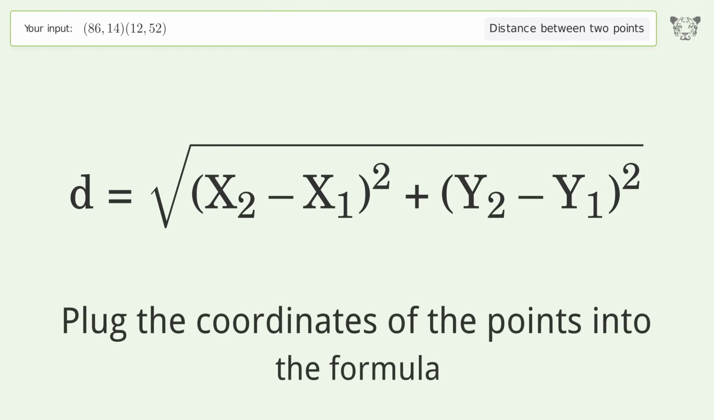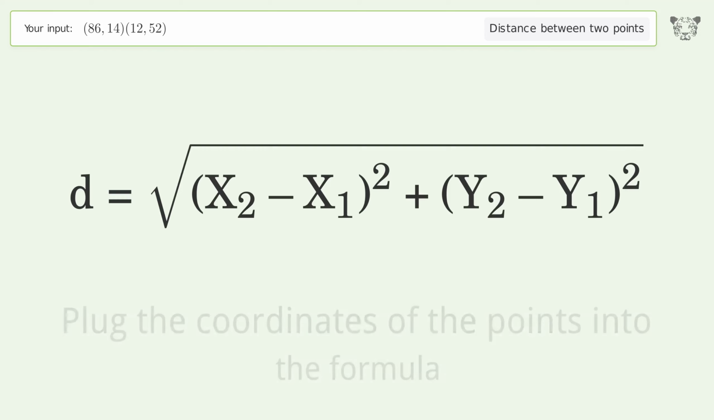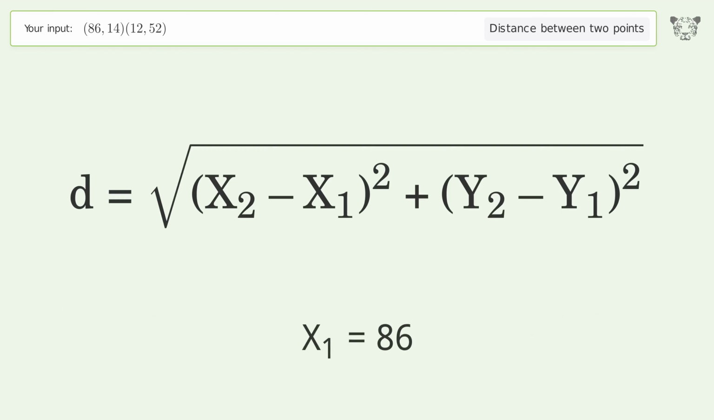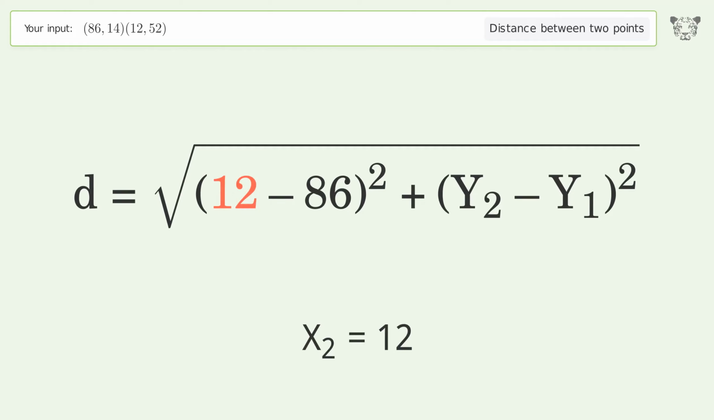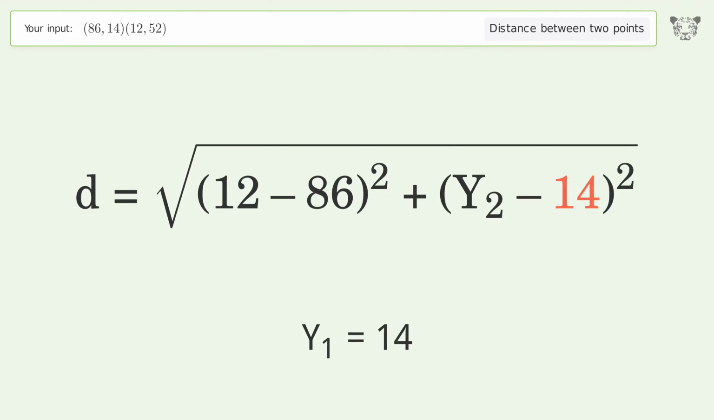Plug the coordinates of the points into the formula. x1 equals 86. x2 equals 12. y1 equals 14. y2 equals 52.